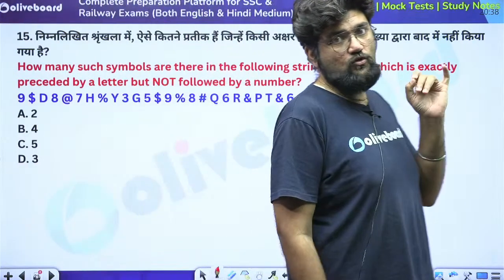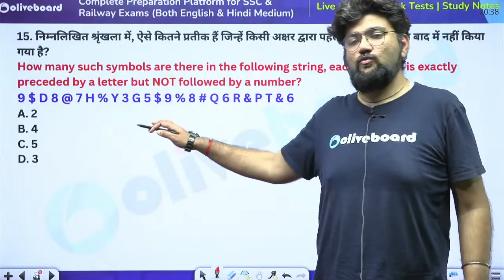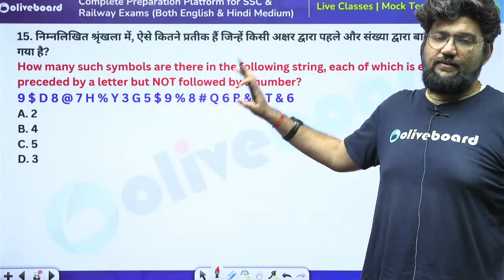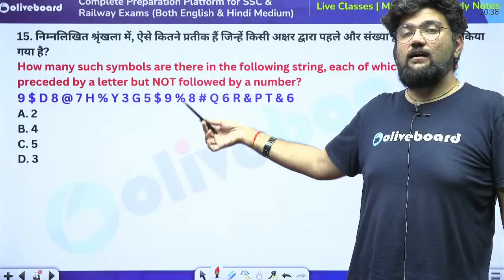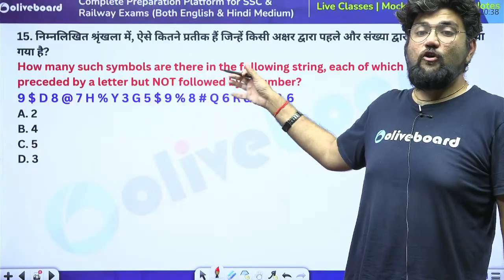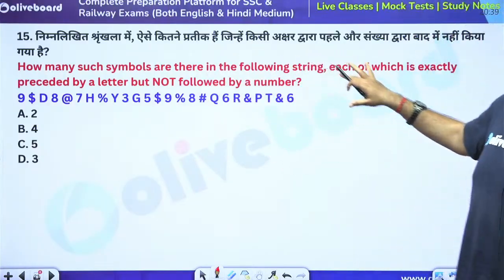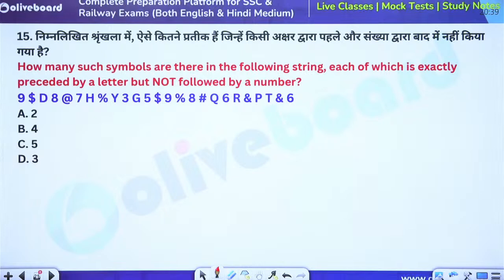Alphanumeric series based question. Now in these questions, there is a series given to you: symbols, numbers, letters, everything. You have to identify which sets are following a particular logic. So read that condition and follow accordingly.